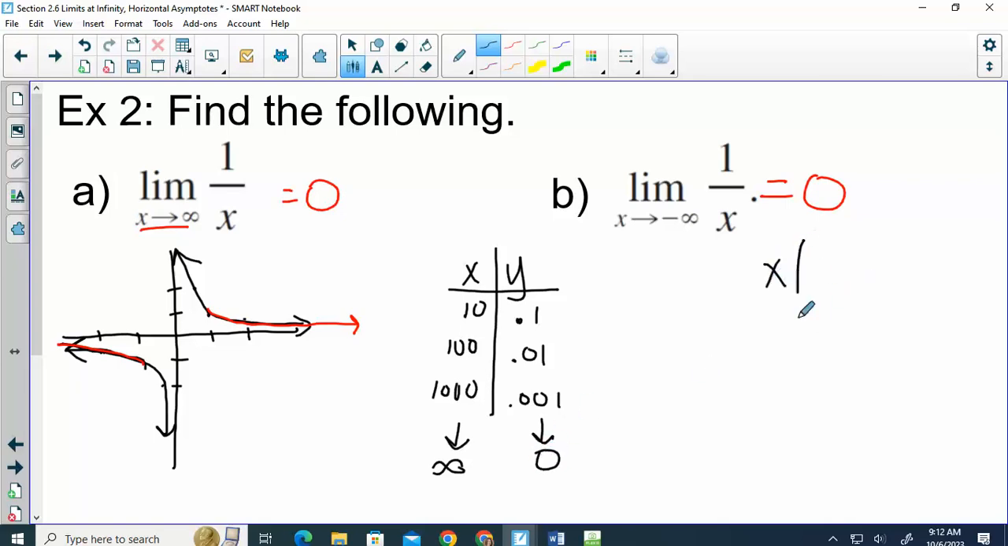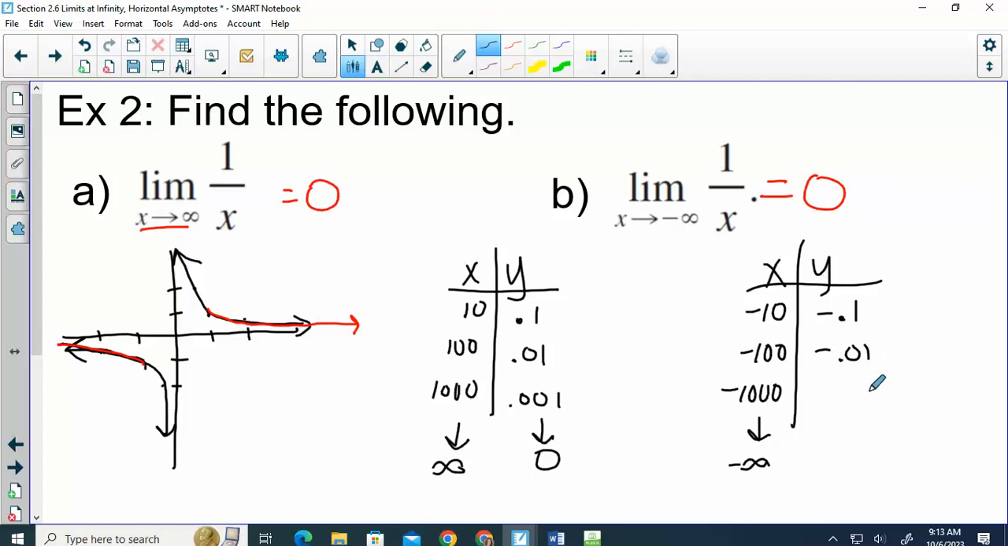If you did the same thing with the negatives, we're going to negative infinity. So looking at the y's, 1 over negative 10, or 1 over negative 100, 1 over negative 1,000. And so we can see this is, again, going to 0. We are going to be getting into this section, kind of reasoning through some of these limits. So you can look at a graph, you can plug in numbers, but we can also think about it.